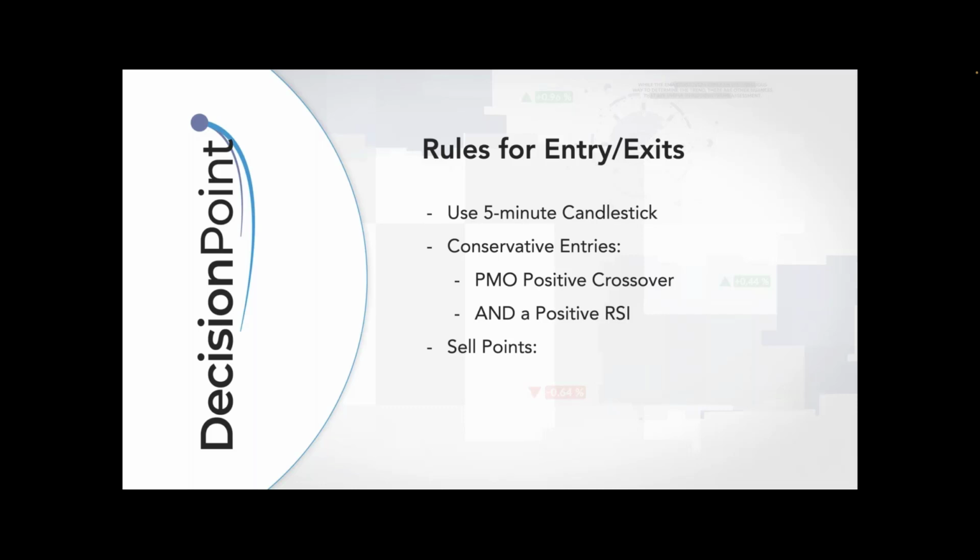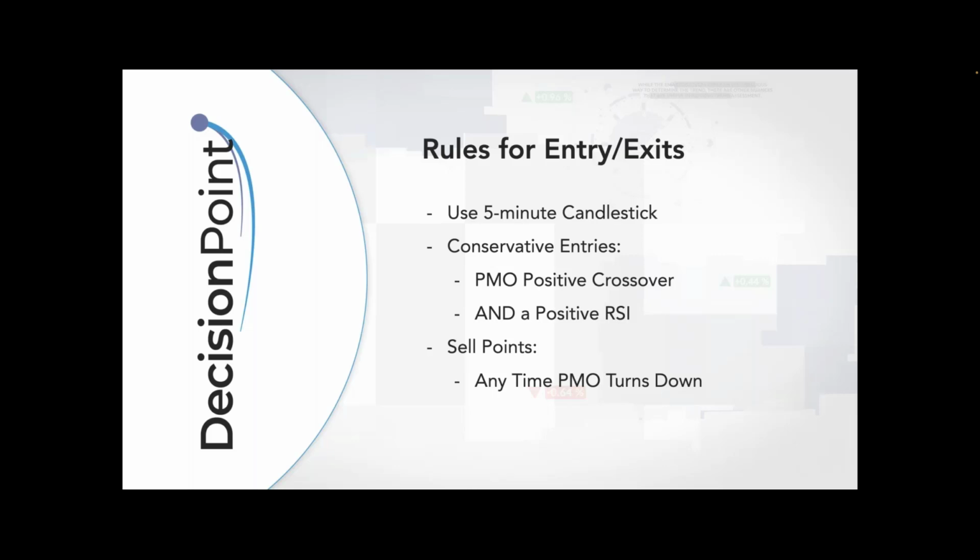The sell points are going to be anytime the PMO turns down. So anytime the 5-minute momentum starts to turn down, that is generally your best sell point. I don't wait for a negative crossover. I don't watch the RSI for sell points. Honestly, if I'm coming to sell a stock, I just need an excuse. And my excuse is when momentum shifts.